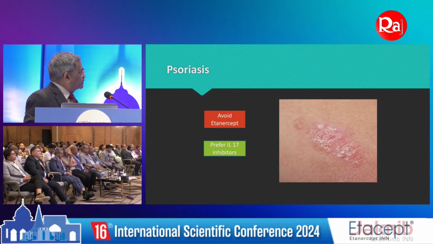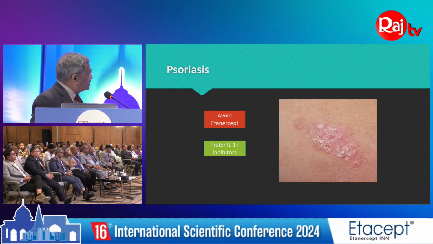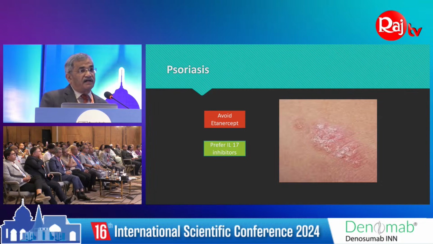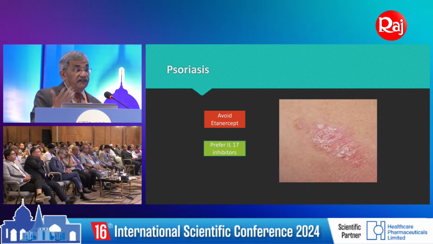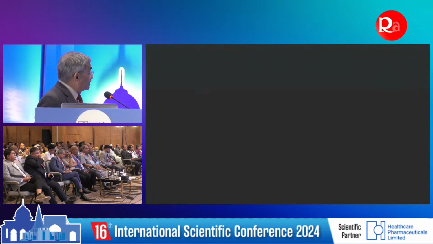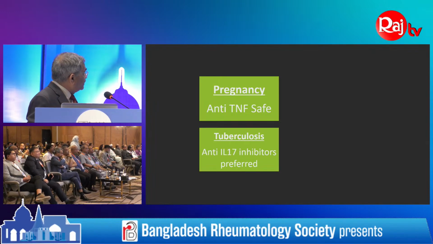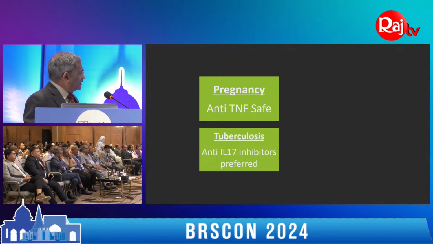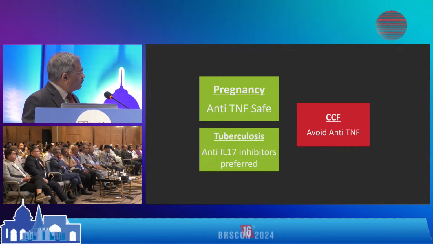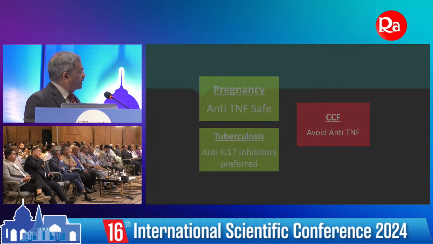Of course, we know about skin disease, where your preference of drug is anti-IL-17, not the other drugs. So anti-IL-17 is a preferred drug. Pregnancy, all anti-TNF are safe. Tuberculosis, anti-IL-17s are preferred. For CCF, heart issues, avoid anti-TNF.